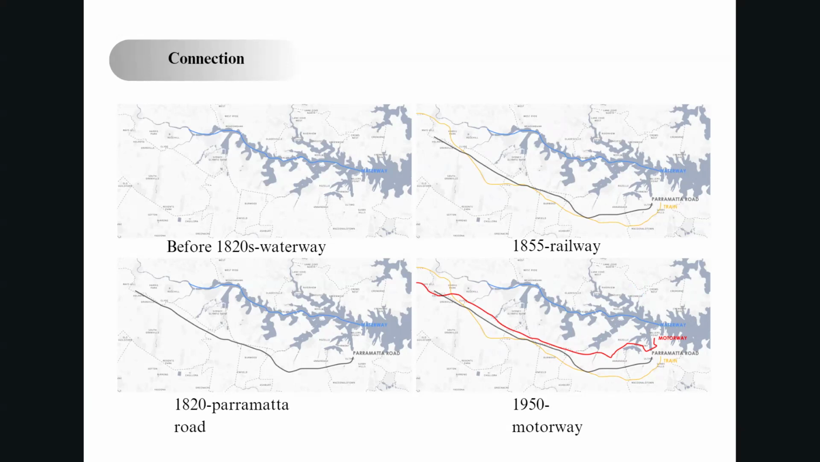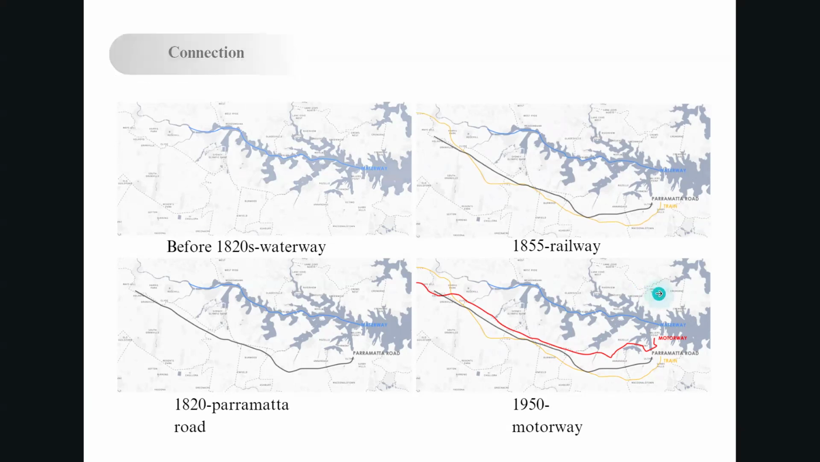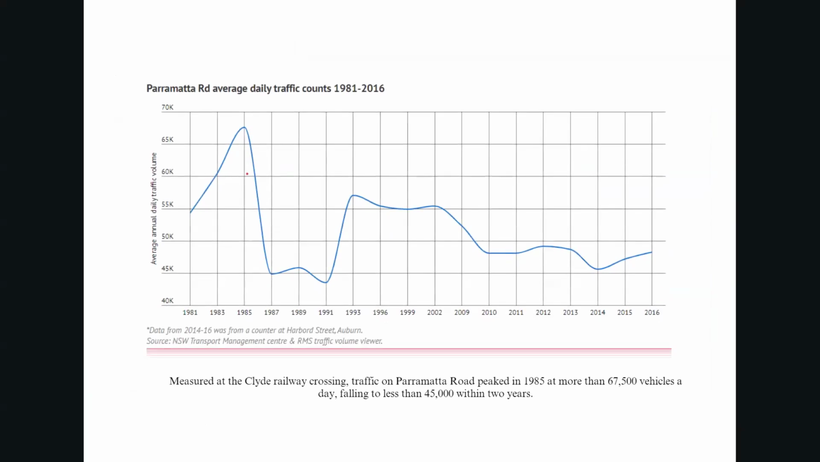Originally named Rose Hill, Parramatta's connection to Sydney evolved from ferry transport on the Parramatta River to road and carriage transport as Parramatta Road was widened, boosting suburb growth. This chart shows changes in average daily traffic on Parramatta Road from 1981 to 2016, measured at the Clayton Railway crossing.